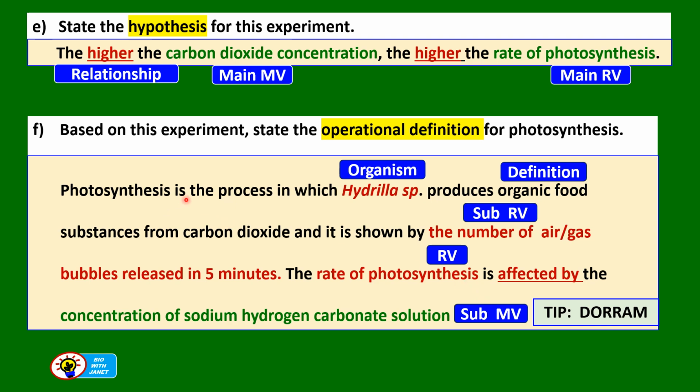Okay, let's read the answer. Photosynthesis is the process in which Hydrilla species produces organic food substances. This is the basic definition from carbon dioxide, and it is shown by the number of air or gas bubbles released in 5 minutes. So this is your sub RV. It's shown by the sub RV. Okay. Then the rate of photosynthesis is affected by the concentration of sodium hydrogen carbonate solution. So affected by. Okay. The RV affected by MV. And that's another statement. Okay. The RV affected by the MV.